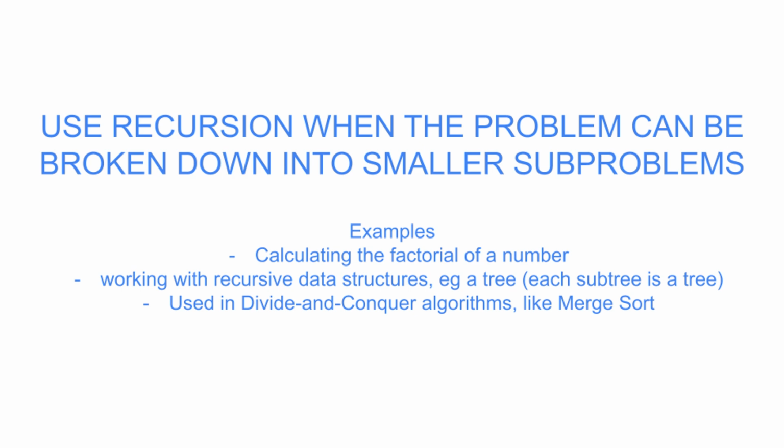We can also make use of recursion in divide and conquer algorithms. So algorithms in which we split the problem into smaller subproblems and solve those individually and then combine to get the results. Examples of such algorithms include sorting algorithms like merge sort and quick sort.